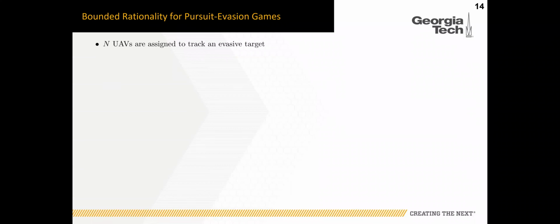Now that we started from a simple system, which is a linear system, we'll go to a harder system where we have N UAVs that are assigned to track an evasive target.